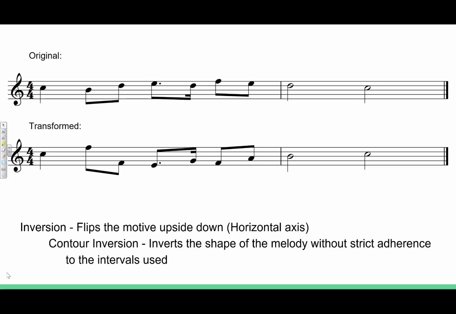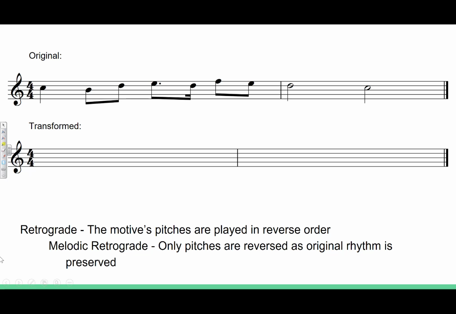So let's take a listen to the original melody followed by the transformed melody. And that's what we call a contour inversion. Here we have the original melody again. And now we're going to talk about retrograde, another type of transformation.